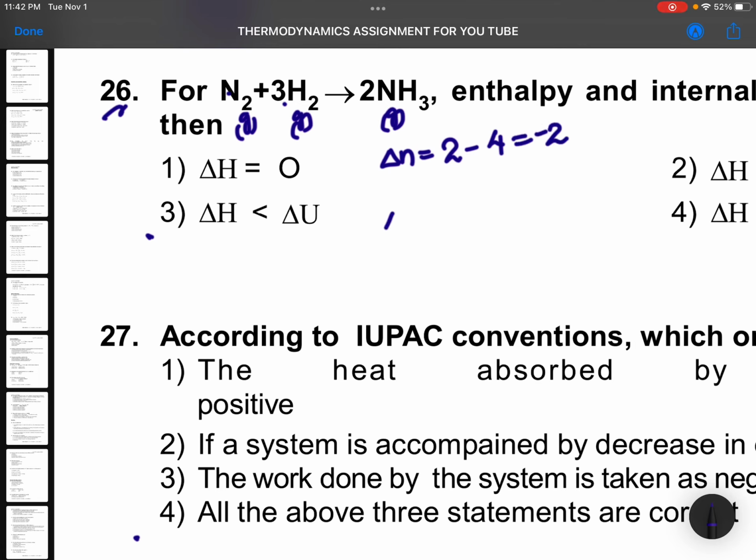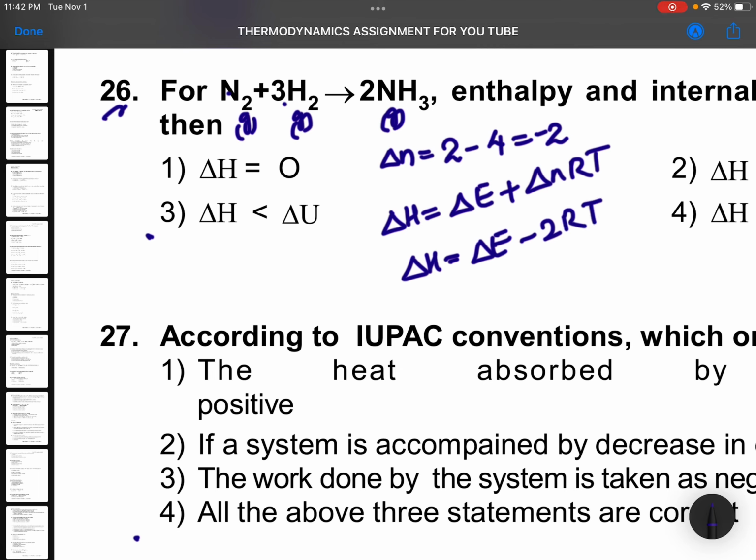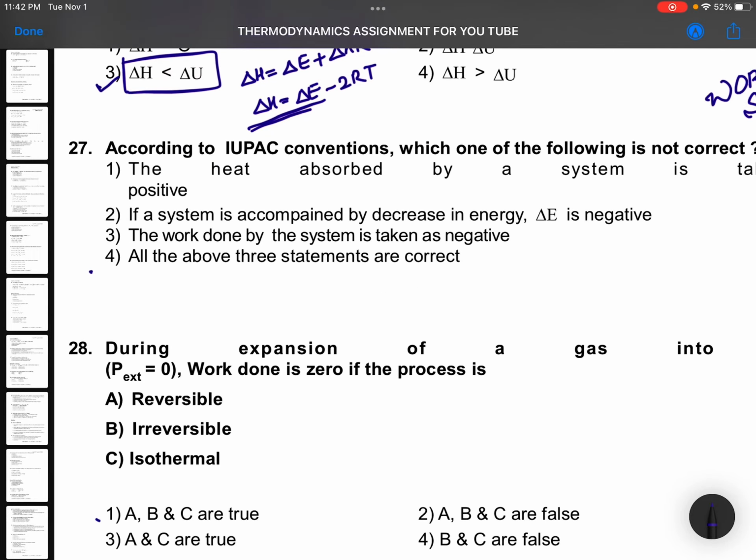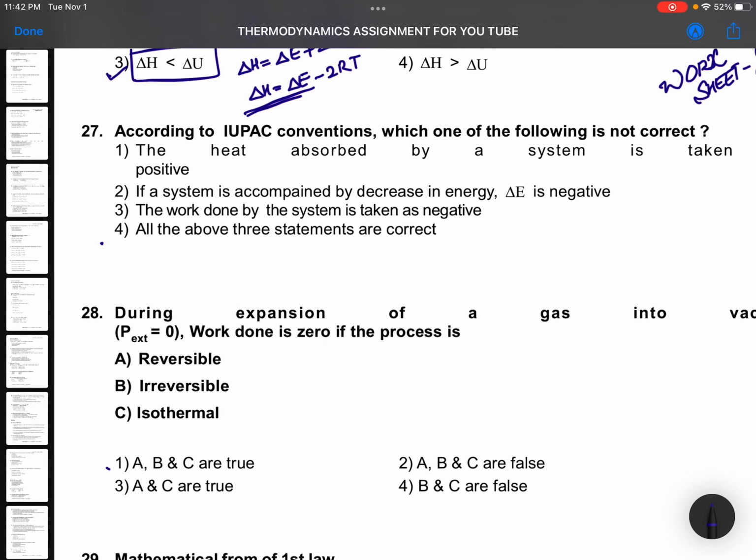The relation between delta H and delta E is known to you. Delta H is equal to delta E plus delta nRT. So delta H is equal to delta E minus 2RT. So delta H is less than delta E or delta U. Clear? Simple question.